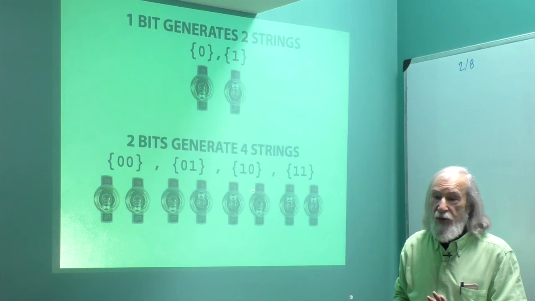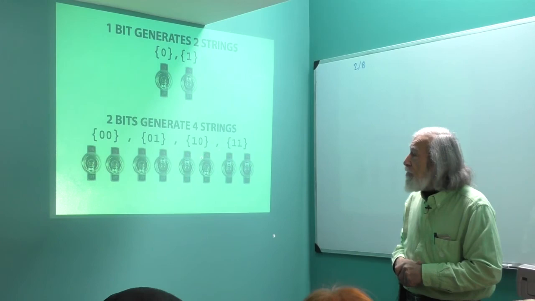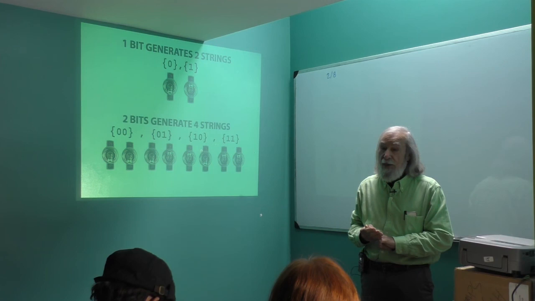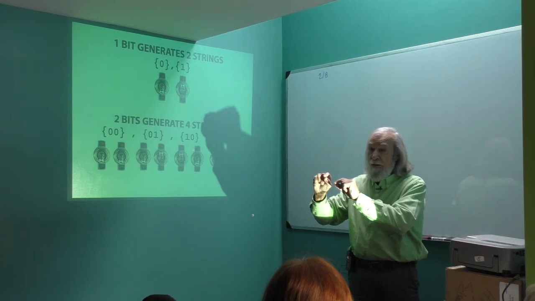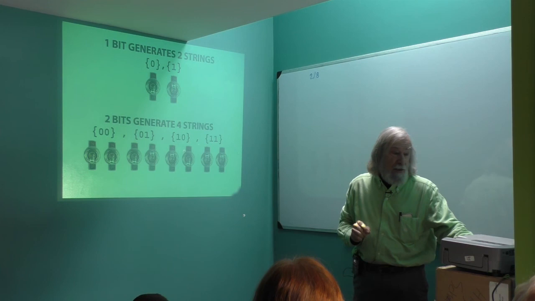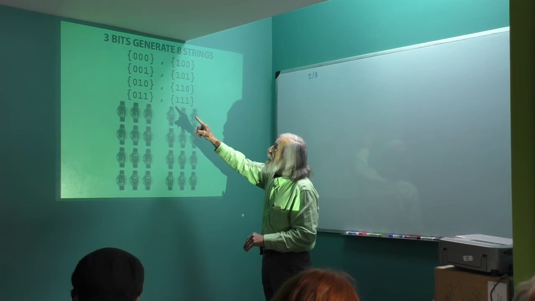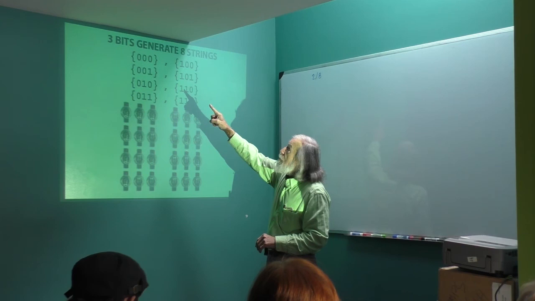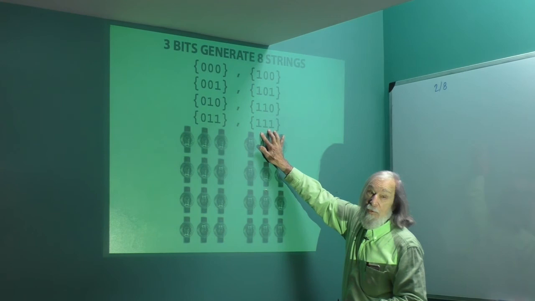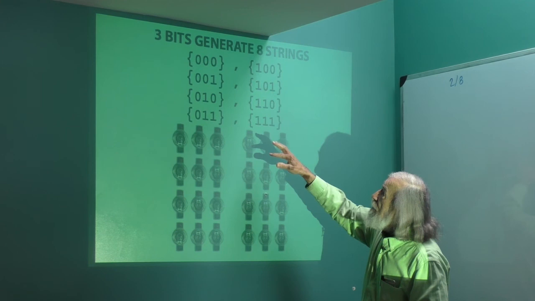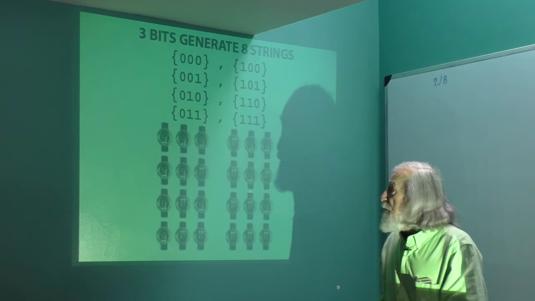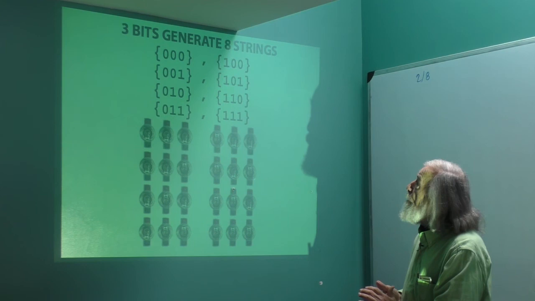How many do you think we'd get if we add one more switch and we have three switches? How many different strings could we create? How many different ways of putting those switches on and off? How many different patterns do you think you could make? Let's look at it. So it turns out there are eight patterns. All three switches could be off, that's 000, and all three switches could be on, that's the 111. And then all the other combinations in between fill in all the other gaps. So with three switches, we get eight strings. This is one of the amazing things about bits.